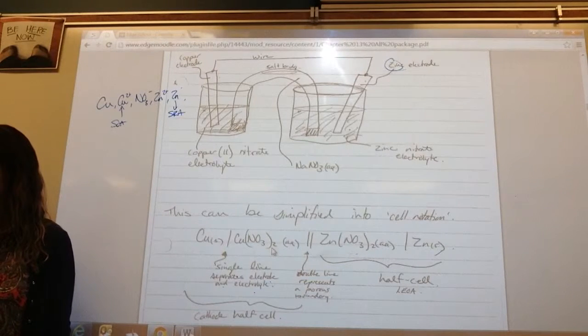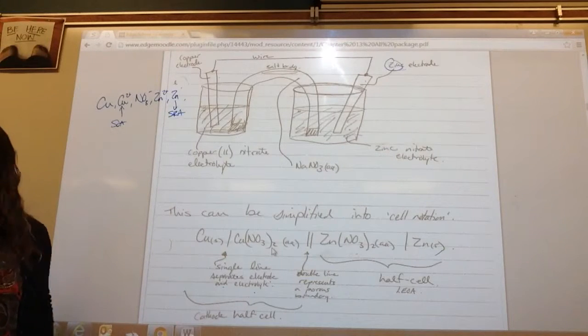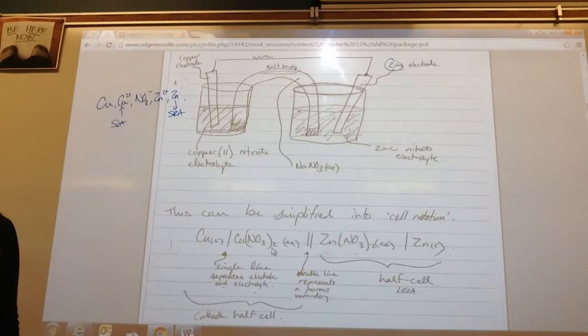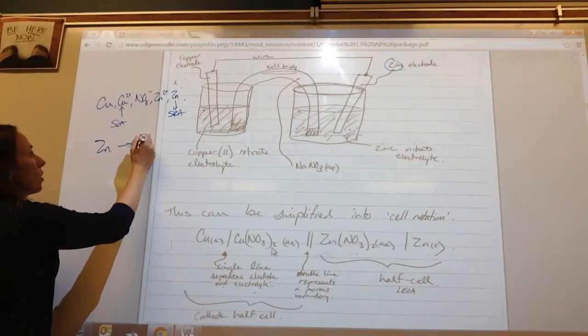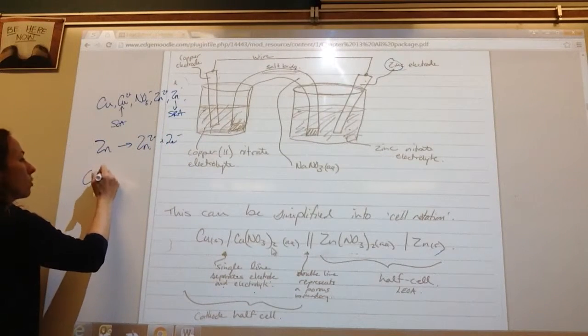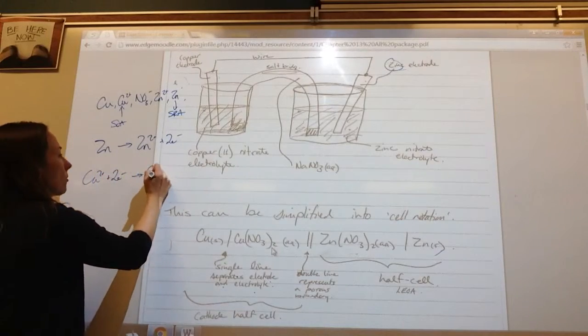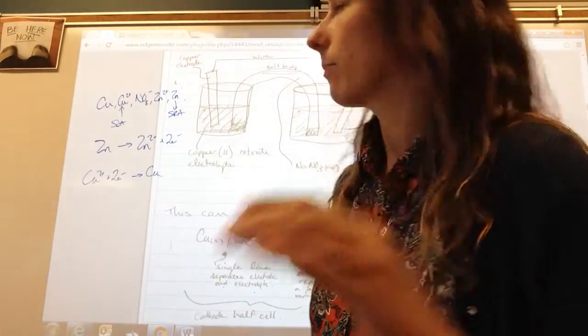Everybody okay? So in this copper zinc battery, it's the zinc that's our strongest reducing agent, and the copper 2+ is our strongest oxidizing agent. And what did I do last chapter? After I found my strongest, I wrote down the half reactions as per the data booklet. So zinc is going to go into zinc 2+ and 2 electrons, and copper 2+ will be gaining 2 electrons to become copper. Everybody okay with that?